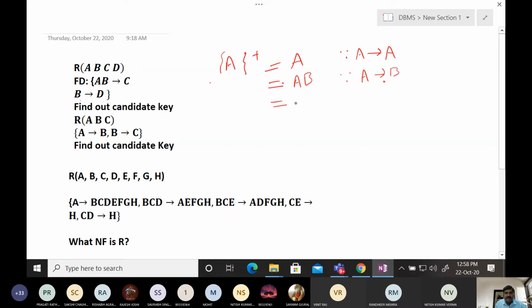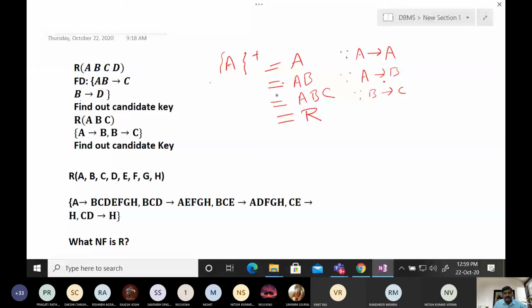And then B determines C, so we associate C with this. And again, if we do these things, there will be no change, and this is R. Then we can say that the candidate key is A. Then the non-key attributes in this case are B, C.